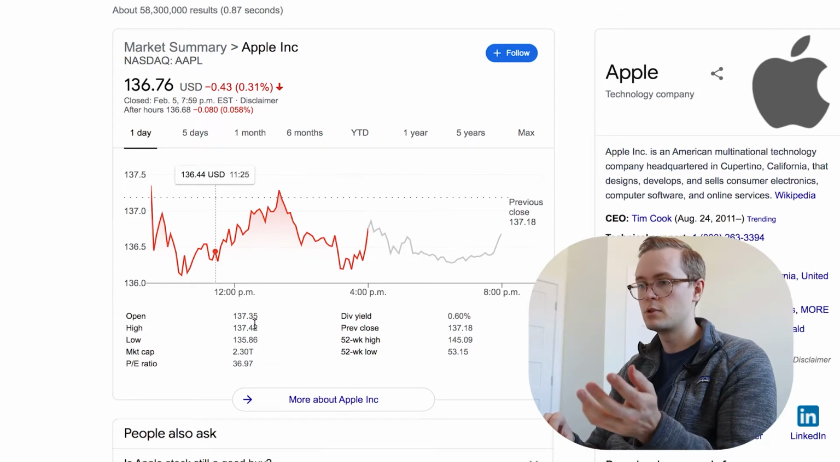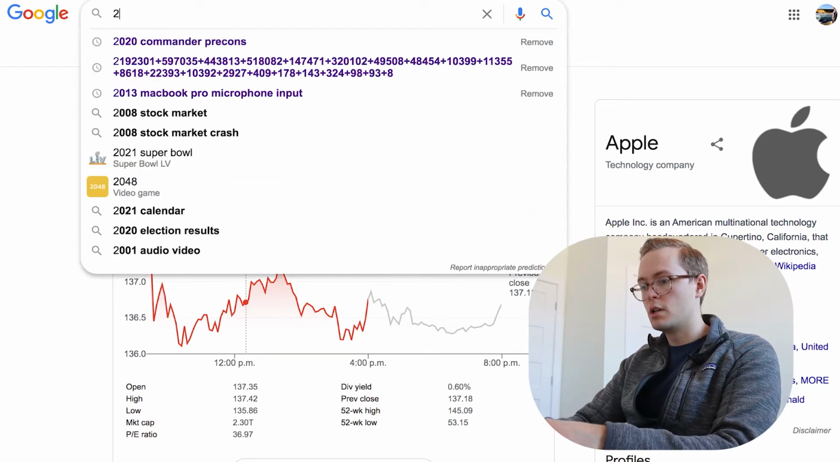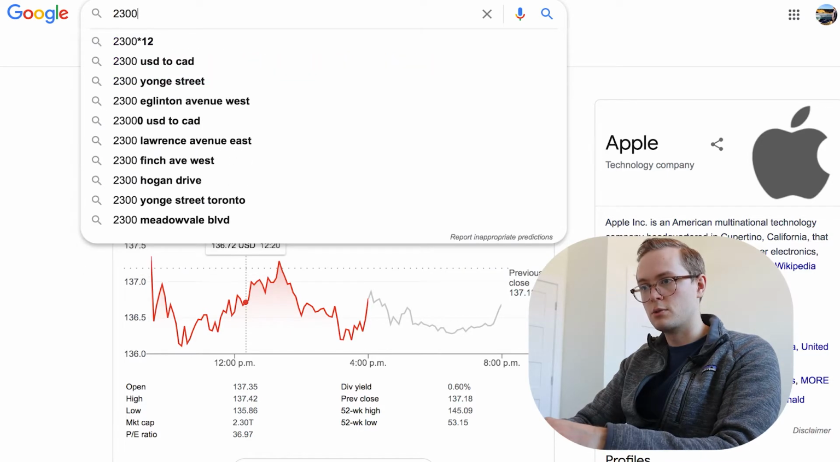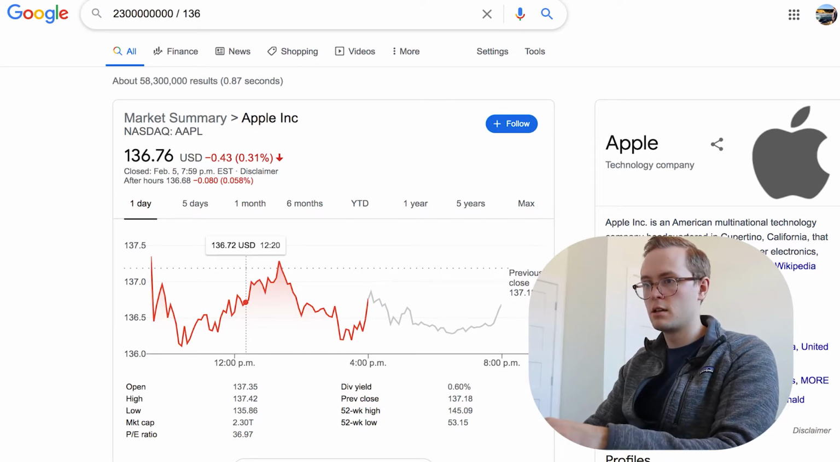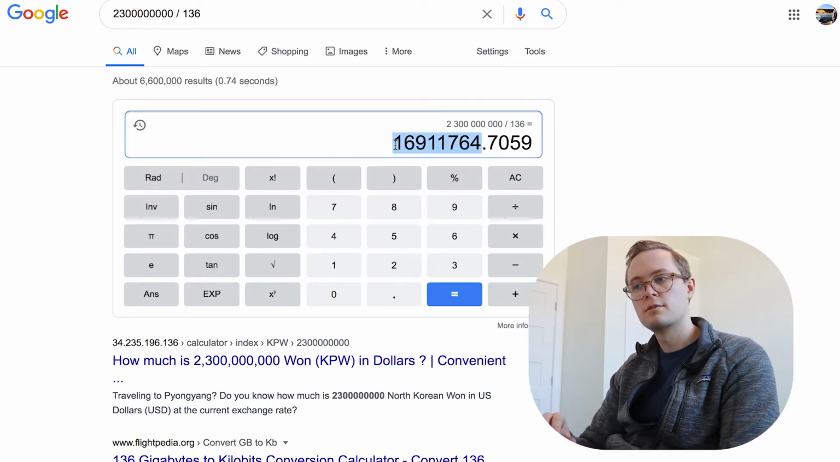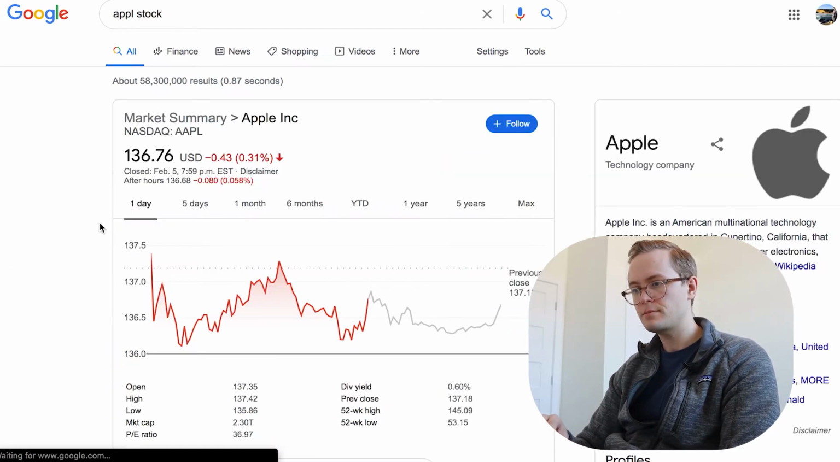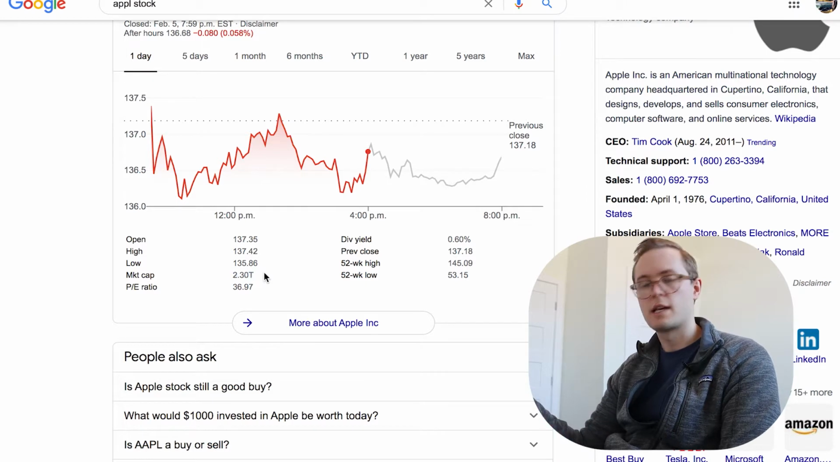So if we just wanted to do this for fun, if we did 330,000,000 divided by 136, we would get, so there's about this many Apple stocks, just simply. Cool. So that's what this number is. Essentially, it's how much the company is worth from its stocks.